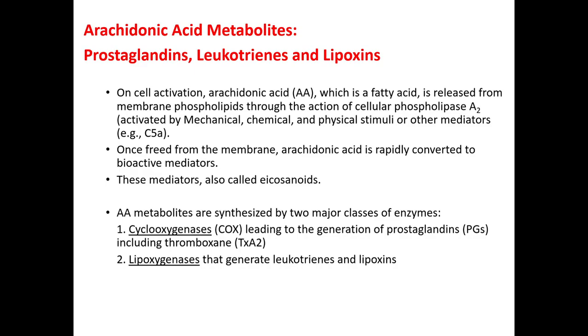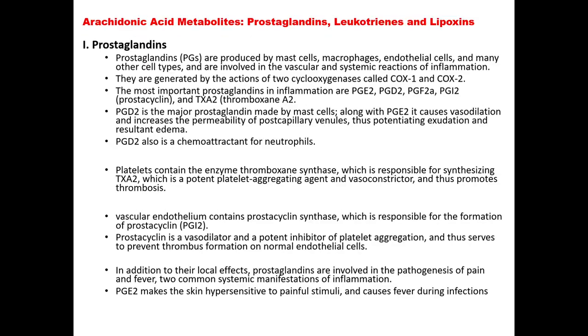الcyclooxygenase يعطينا generating البروستوغلاندين. من هي البروستوغلاندين؟ اللي هي ثرومبوكسين A2. واللايبوكسيجينيز باثواي generates اللوكوترين واللايبوكسينز وكل وحدة طبعا لها أكشن. So the prostaglandins these are produced by the mast cell. نرجع نقول origin مالتها الماكروفاج الendothelial cell and many other cell types. كلها هذه الarachidonic acid اللي موجود بالcell membrane لما يصير بي activation و release راح يعطينا بالend result prostaglandin and many other cell types, and they are involved in the vascular and systemic reaction of inflammation.